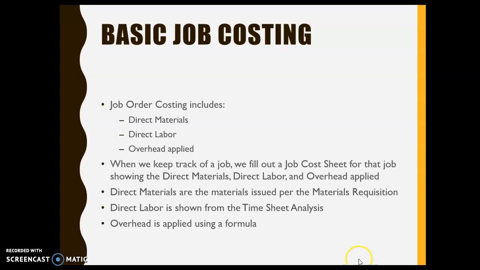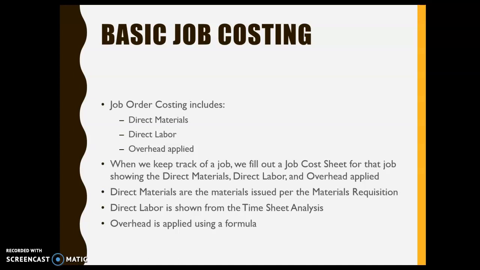So when we keep track of that job, we fill out a job cost sheet with those things on it. The direct materials that go onto that job cost sheet come from the materials we issued on the materials requisition. When the guys on the factory floor need something to start the next job, they send a materials requisition form that says, this is what we need.